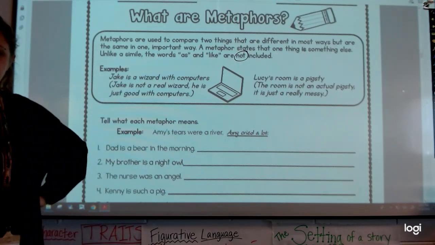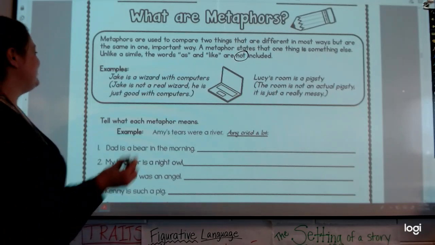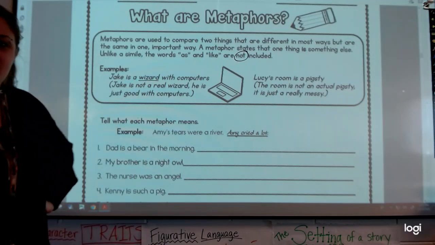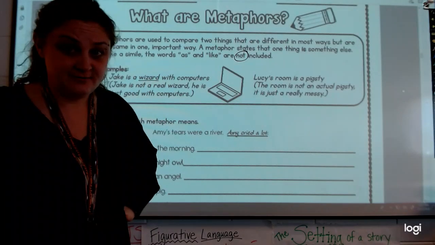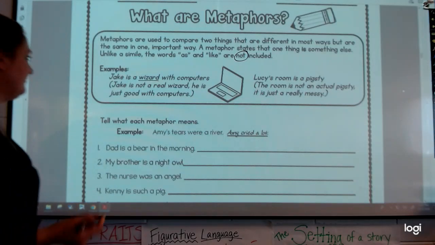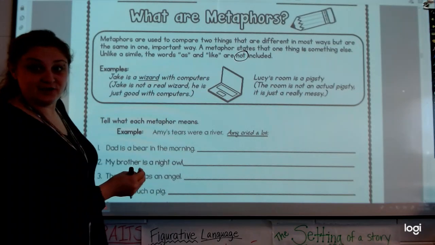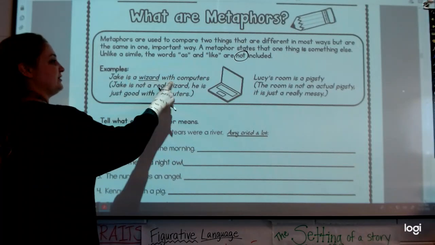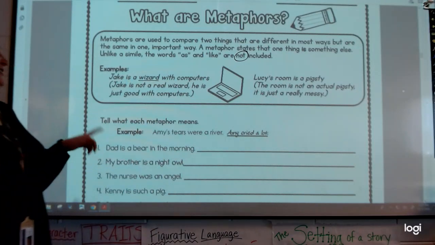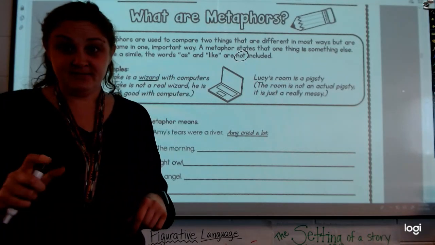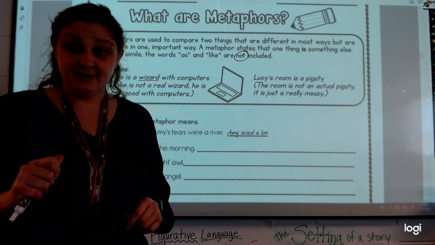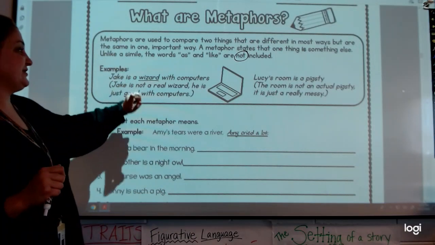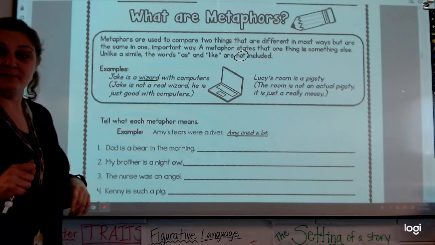Okay. Now we say things like this a lot. Jake is a wizard. Think about that. Is Jake actually, literally a wizard? No. Not literally, but figuratively. That's why this is called figurative language. Figuratively, we can say this. Jake is a wizard with computers. Now, I didn't say Jake is like a wizard with computers. If I had said that, that would be a simile if I used the word like. He's like a wizard. But if I just say Jake is a wizard with computers, that would be a metaphor.